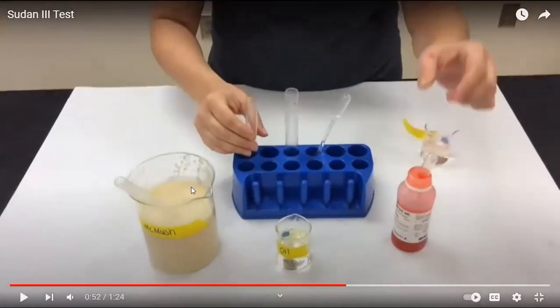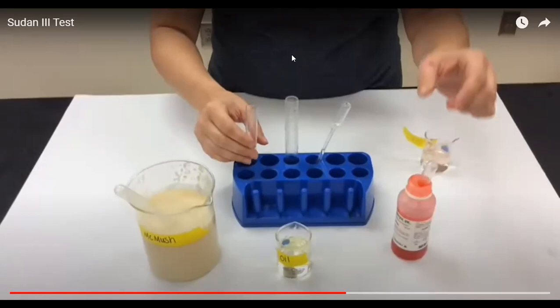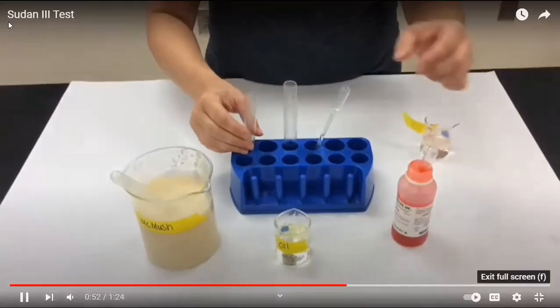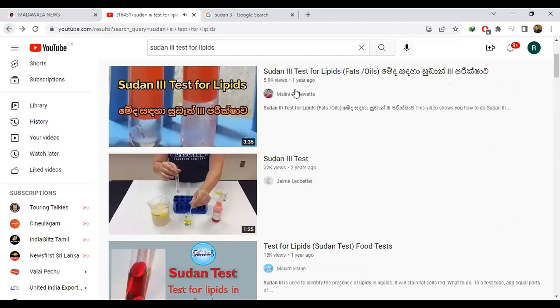So it's a simple practical. When Sudan 3 gets mixed with oil, the oil will be turning to a bright red color material. What is the experiment? What are you adding to the oil? Sudan 3 solution. The oil will be turning to bright red color. That's all the experiment. But the real experiment is, this is a little longer video. Okay, wait a minute. Doesn't matter. You have time. Okay.